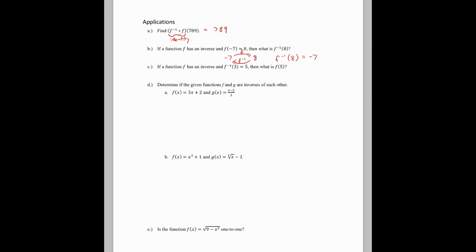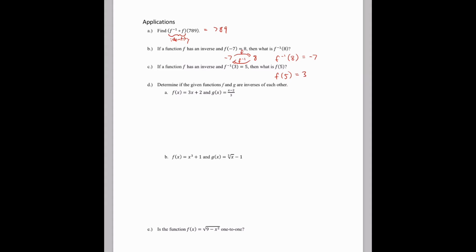See, if a function f has an inverse, f inverse of 3 is 5, then what is f of 5? And in a similar fashion, f of 5 is just going to take us back to the 3. Okay? So again, they just kind of undo each other.